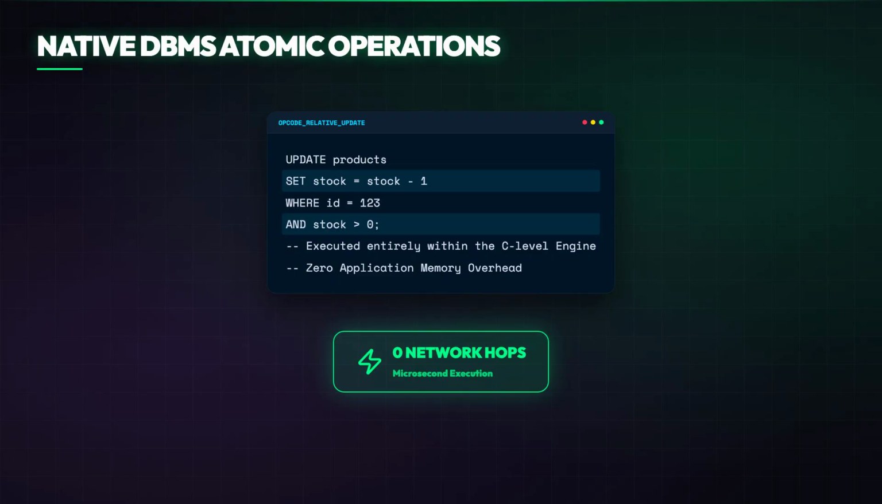It's microseconds instead of milliseconds. No application logic, no network hops, no race conditions. Sometimes the most elegant solution is the one you don't even have to write.